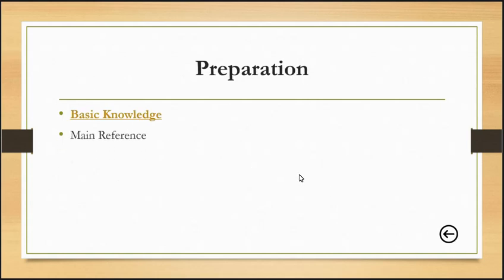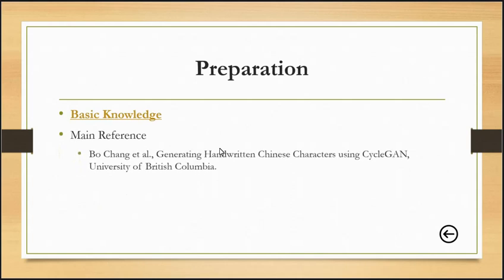Besides our basic knowledge, our main reference is as follows: Generating Handwritten Chinese Characters using CycleGAN, written by Paul Zhang. You can Google it online. For our running environment, our model requires a lot of computation power, so we set up an AWS P3.2xlarge computing engine, which is enough for us to train our model.